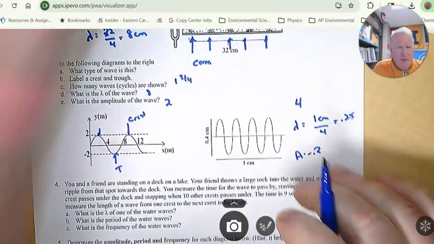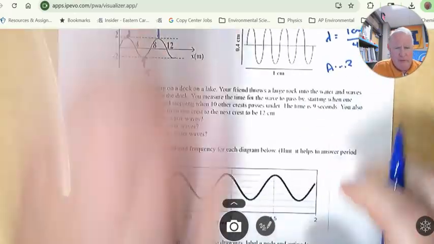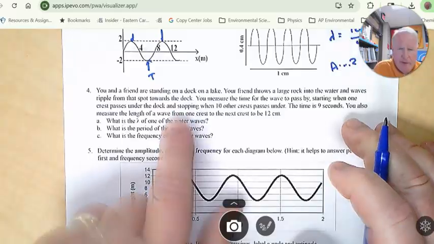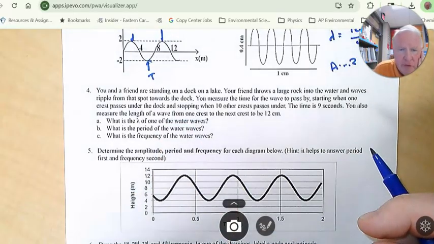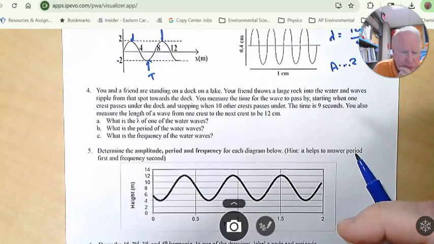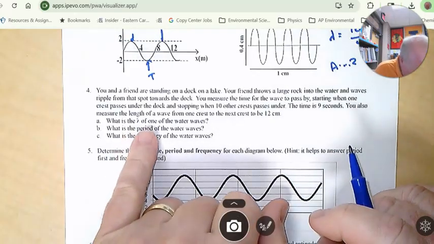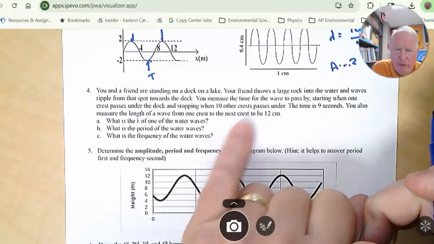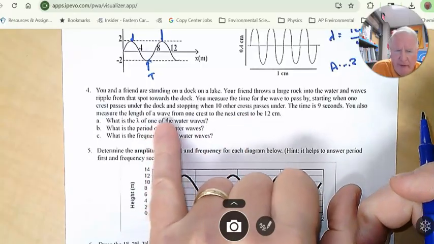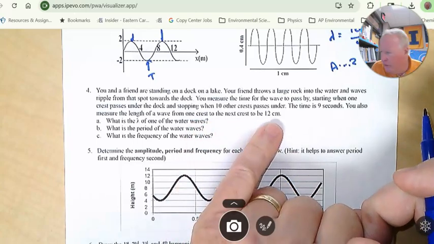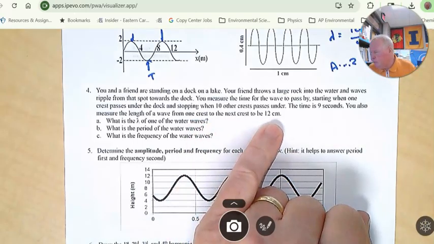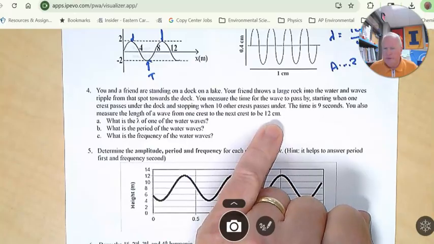All right. So if we then go to what they're asking us here in this one right here, it says you and your friend are doing some things, you measure some times, and you measure some distances. And so they ask us some questions about them. So it says, what's the wavelength? Well, the wavelength is just what it is from crest to crest. So the words say that you measure from crest to crest and you get 12. So the answer is one wavelength is 12 centimeters.